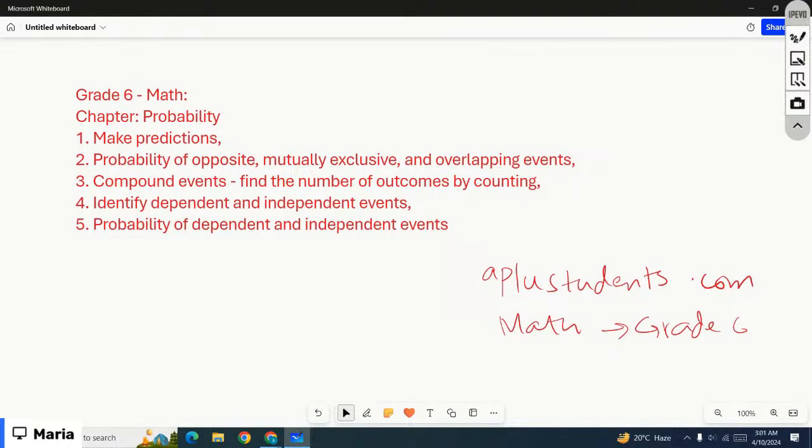The lessons we're going to cover today are make predictions, probability of opposite, mutually exclusive and overlapping events, compound events, find the number of outcomes by counting, identify dependent and independent events, and probability of dependent and independent events, right? So please make sure you have your notebook and pencil so that you can note down the important examples and definitions as well. Let's just start.